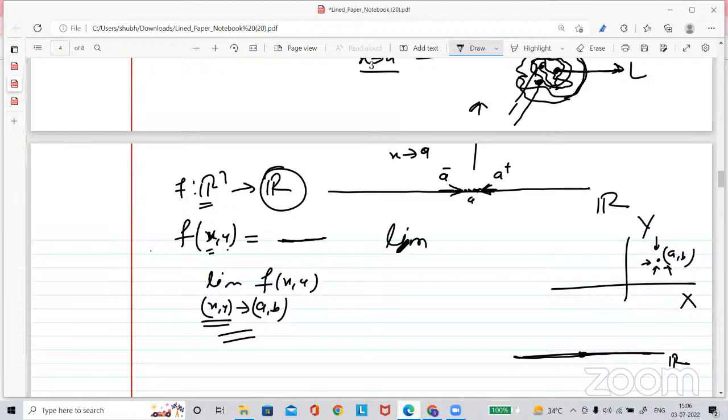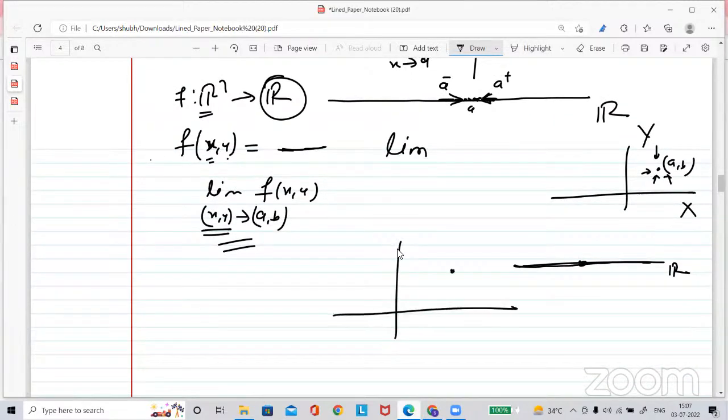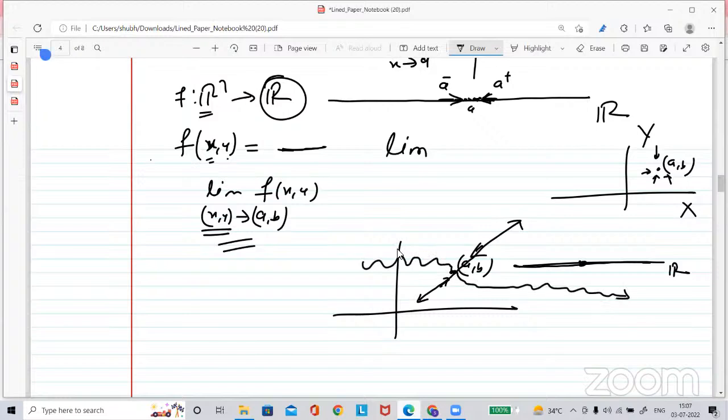Let me tell you again. Suppose we have the point (a, b), and we are approaching (a, b). We can approach according to a line which passes through (a, b). Or we can have a curve which passes through (a, b), so we can approach (a, b) along this curve also.